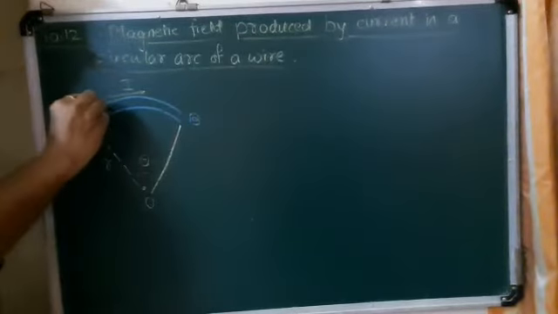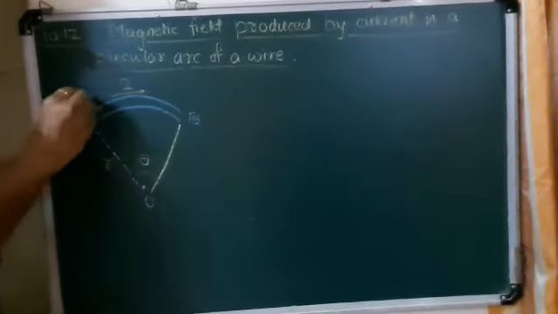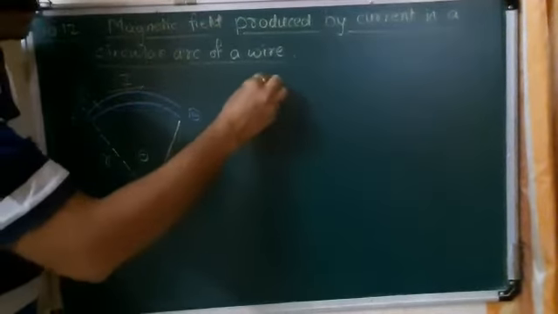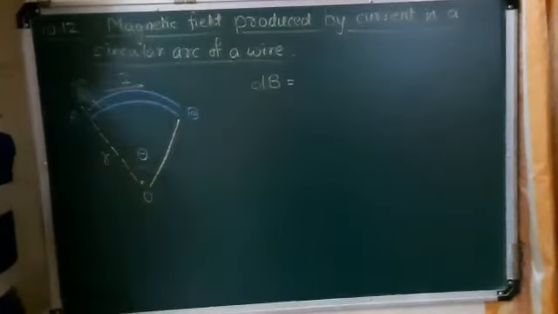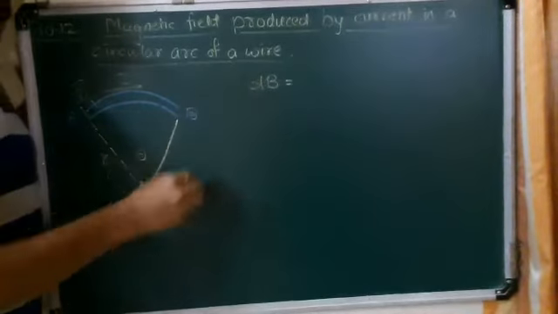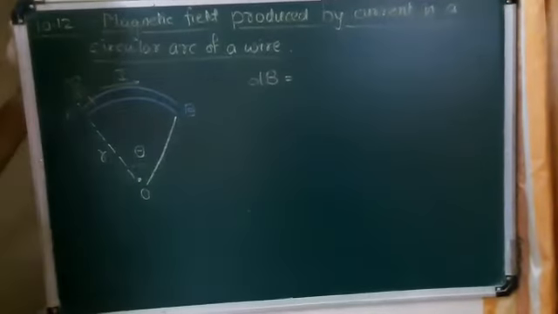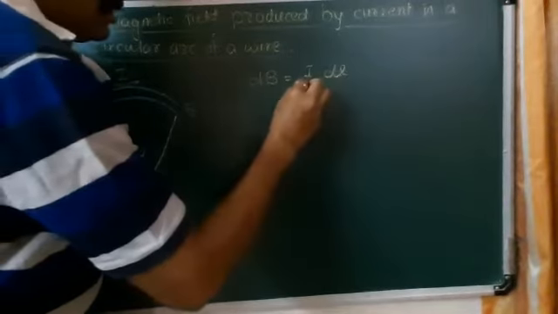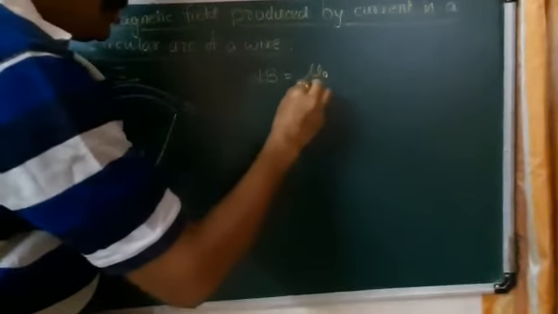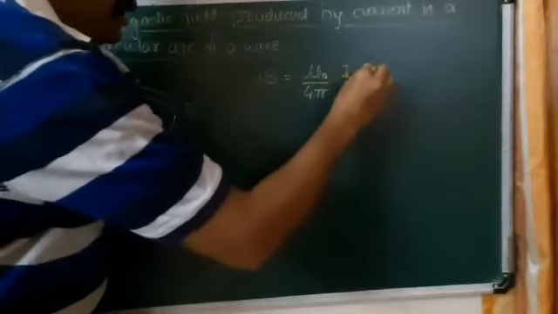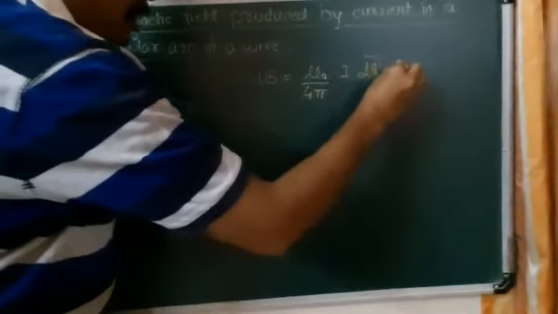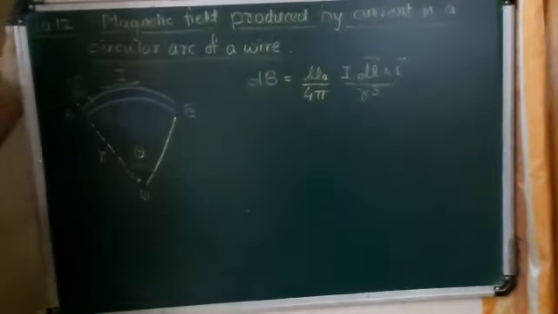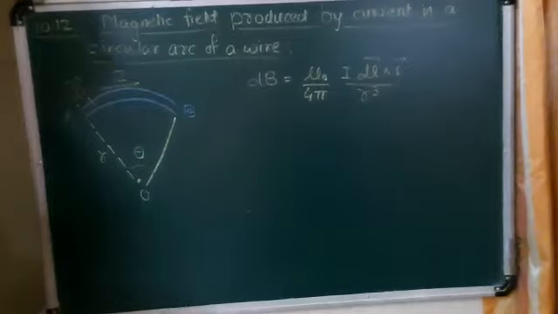We consider a small element of this wire, dl. Then the magnetic field of induction dB, according to the Biot-Savart law, is equal to mu 0 upon 4 pi, I dl cross r, divided by r cube. This is according to the Biot-Savart law.